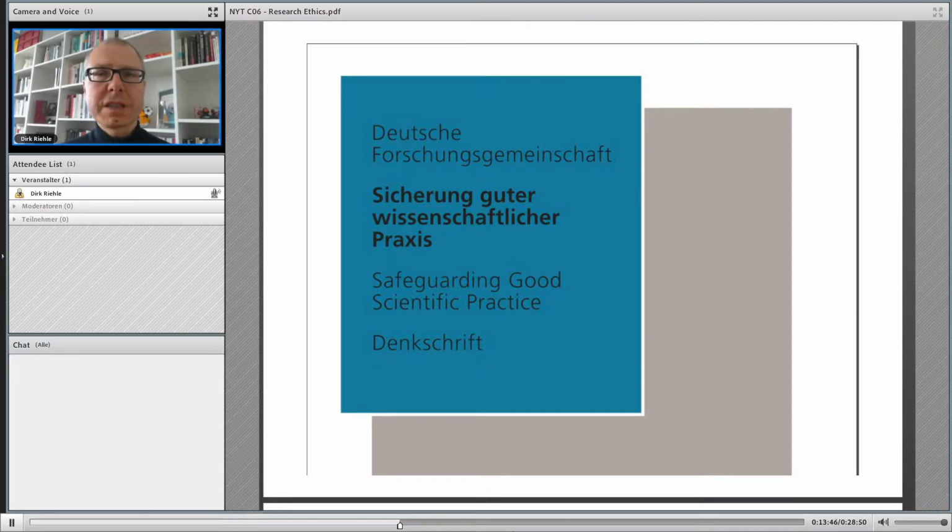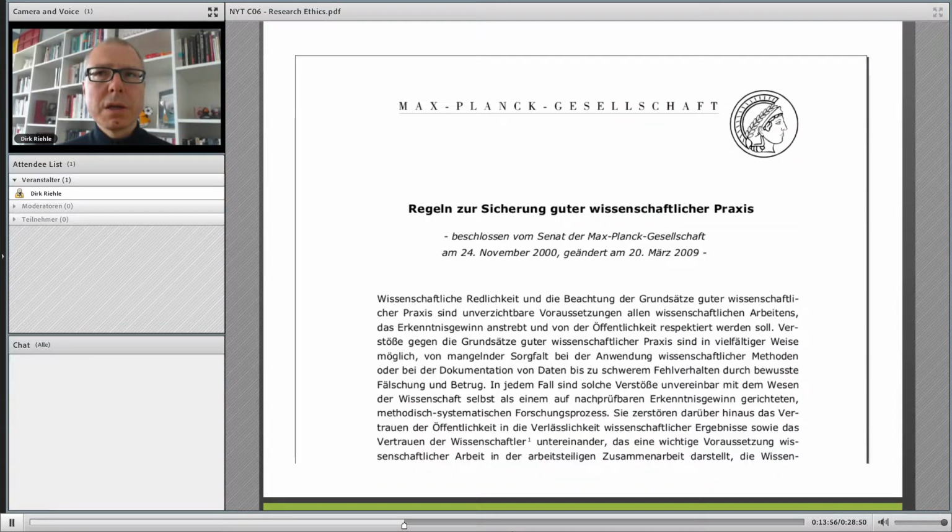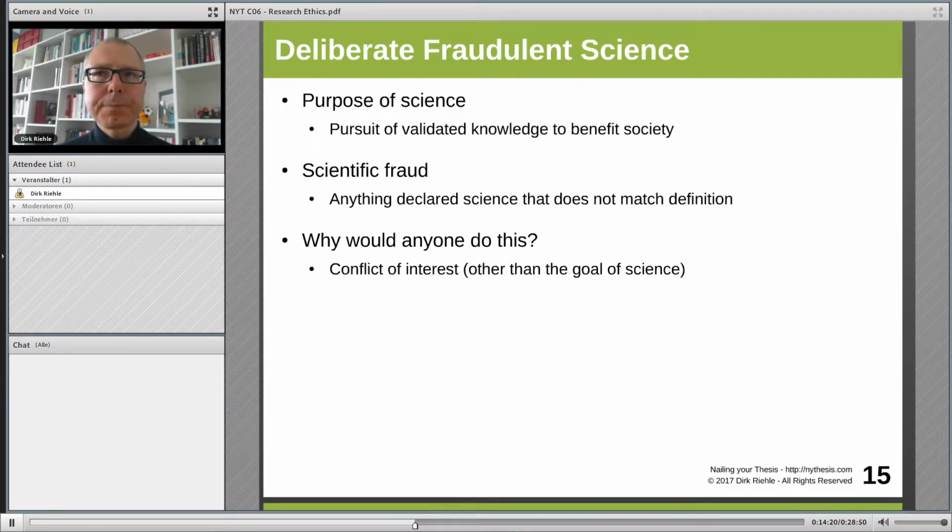So here for Germans, for example, is the Deutsche Forschungsgemeinschaft and the rules or practices for how to perform good research. Similarly to the DFG, there's the MPG, the Max Planck Gesellschaft, which also has provided rules of good scientific conduct. And then there are a couple of other manuscripts that will give researchers guidance on things to do and things to avoid.